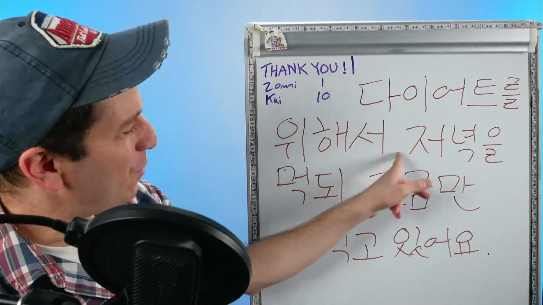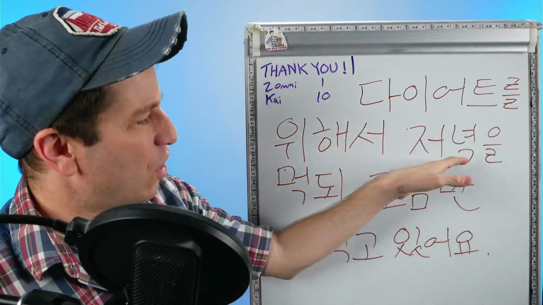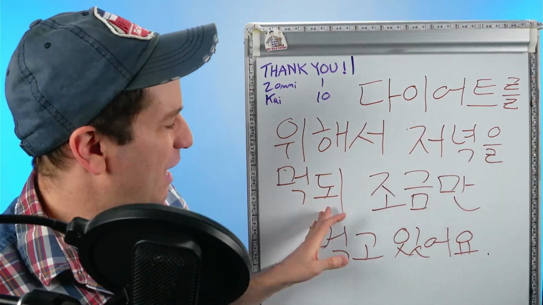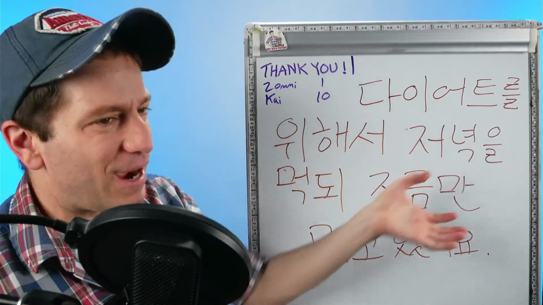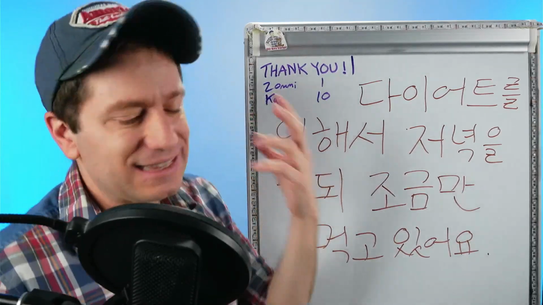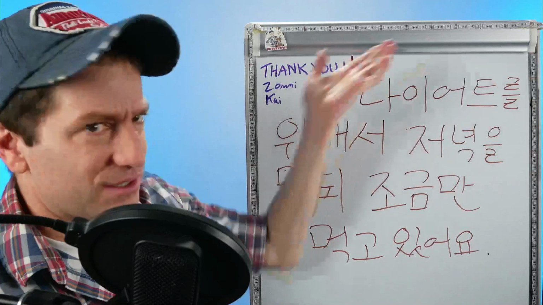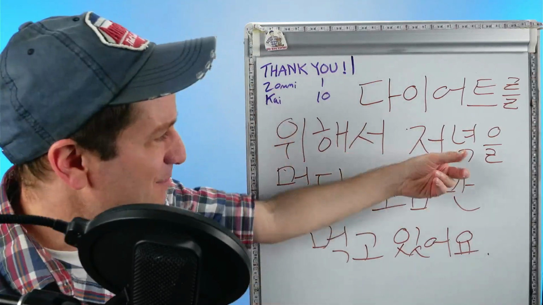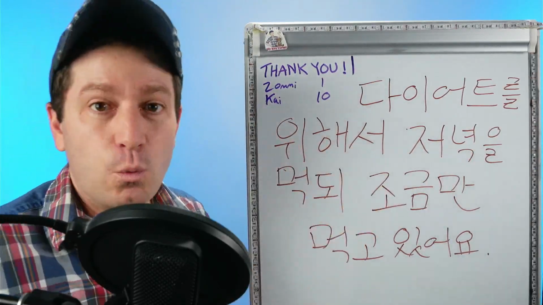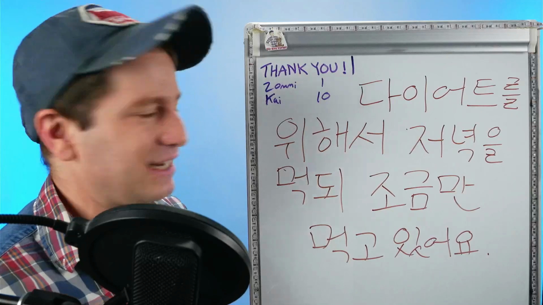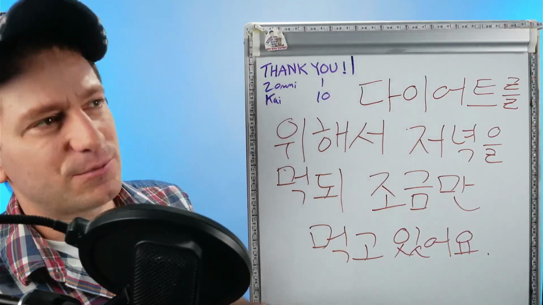다이어트를 위해서, so for a diet, for my diet, 저녁, dinner, 저녁을 먹되. So I'm eating dinner for my diet. However, there is a limit. There is a requirement for me eating dinner. There is a limit on the fact that I'm eating dinner for my diet. What could that limit be? I'm not eating any sugar. I'm avoiding this. I'm only going to do this.